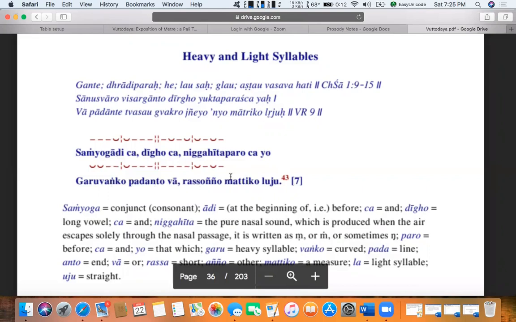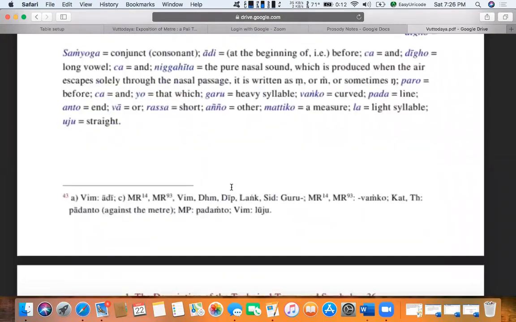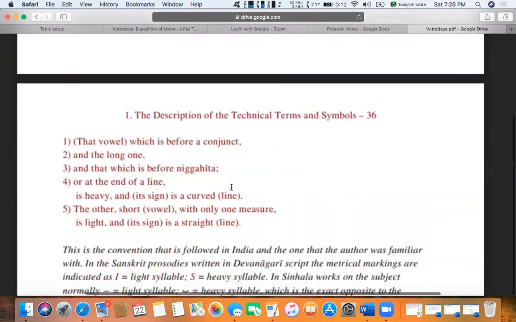And rasonyo matiko luju, this line presents the light syllables. There is only one type of light syllable. So let's go to the meaning.